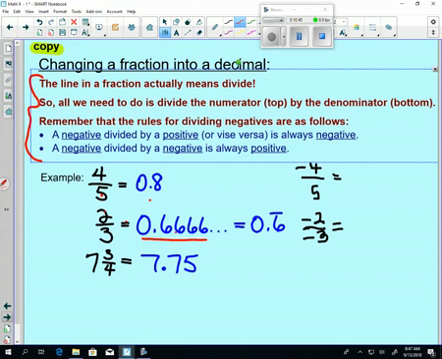If I were to round that off, first of all, if I'm going to write it, we write it as 0.6 with the bar over the top. The bar over the number means it repeats.